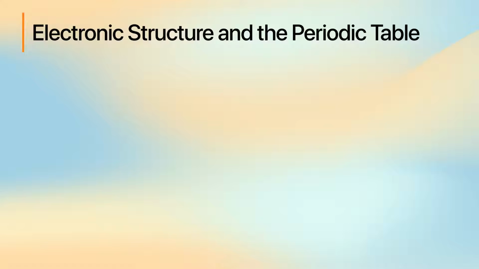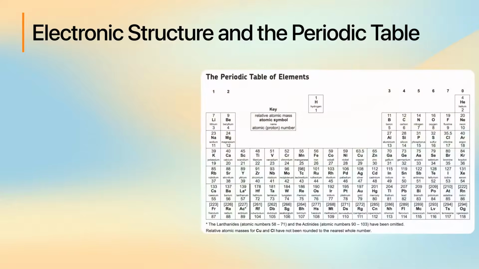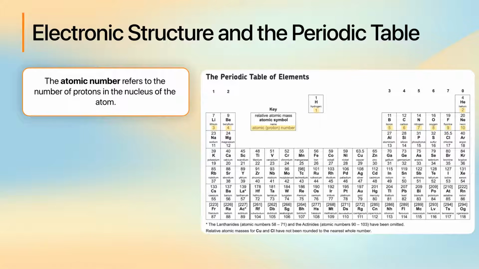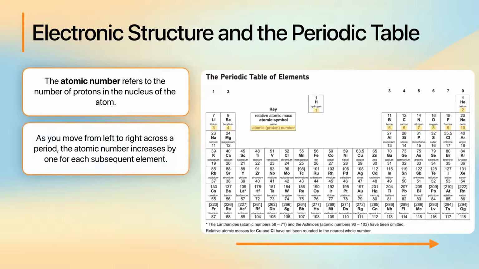First, let's look at atomic number and the position of elements in the periodic table. The periodic table is structured based on the atomic number of elements. The atomic number corresponds to the number of protons in the nucleus of an atom. As you move from left to right across a period, the atomic number increases by 1 for each subsequent element.